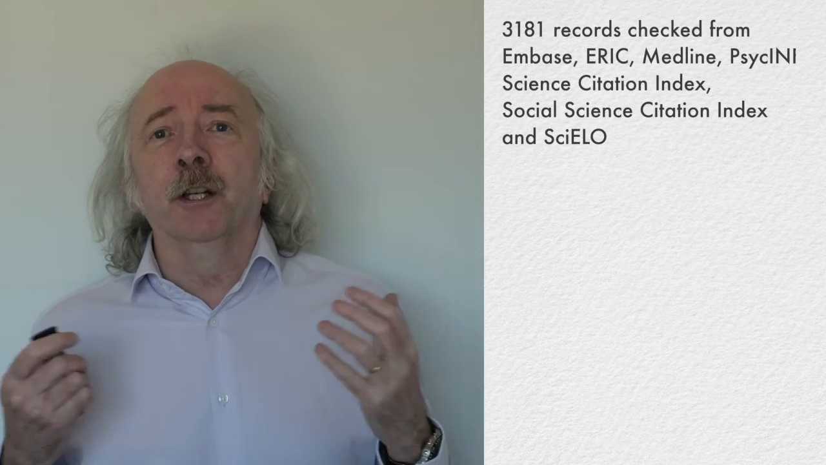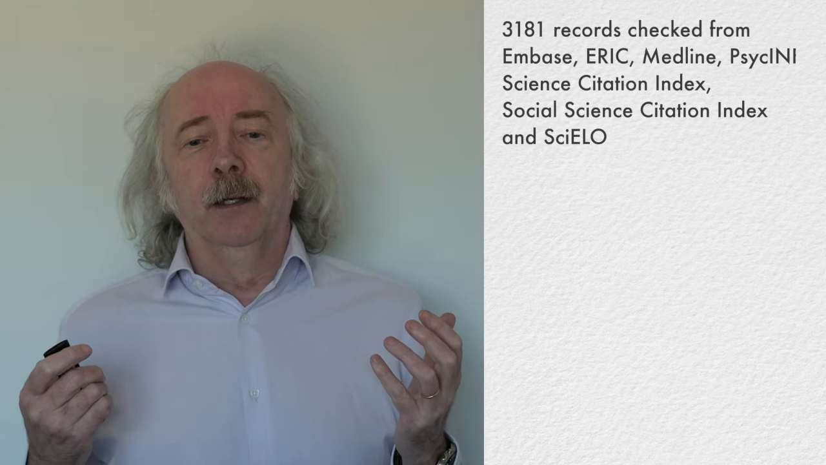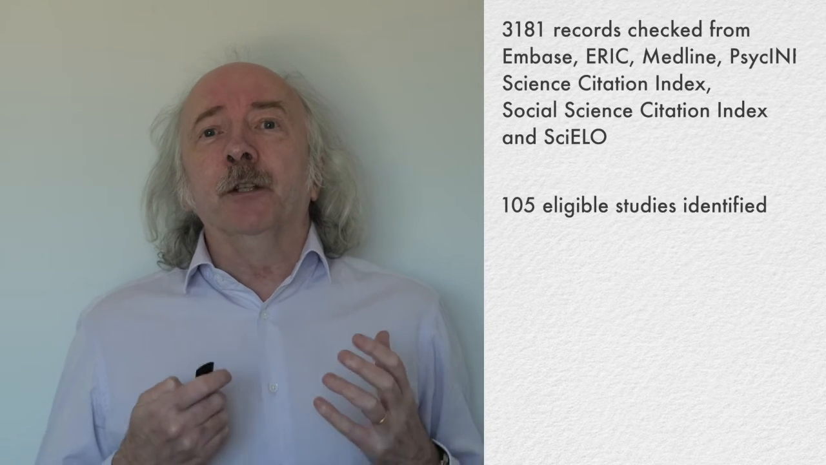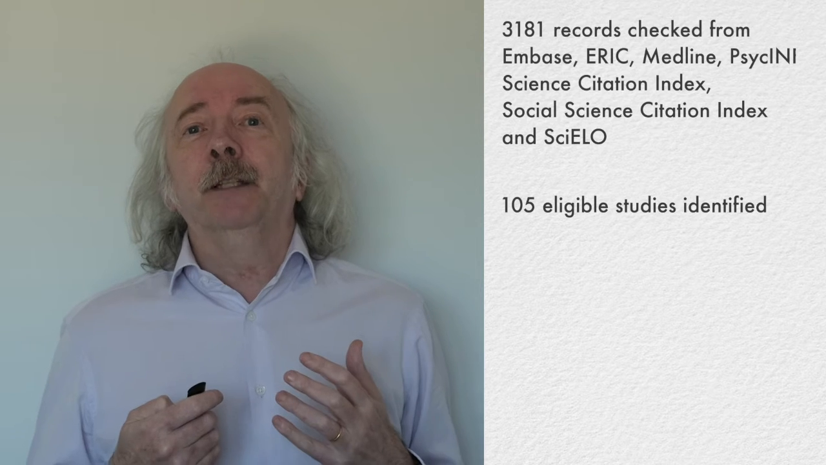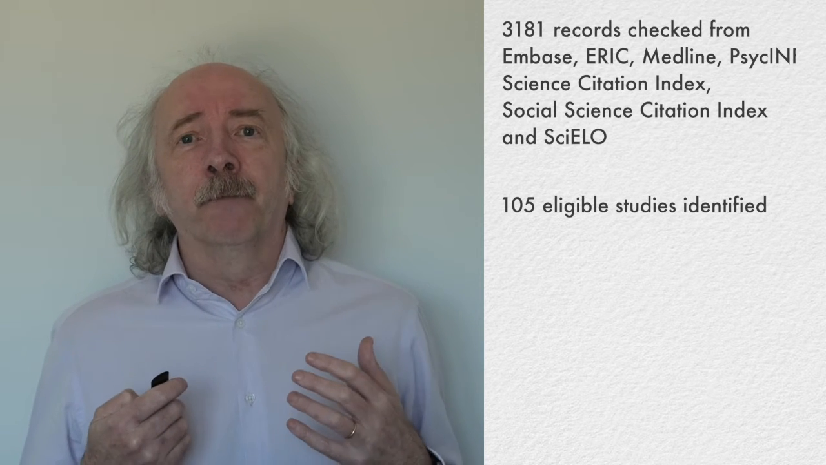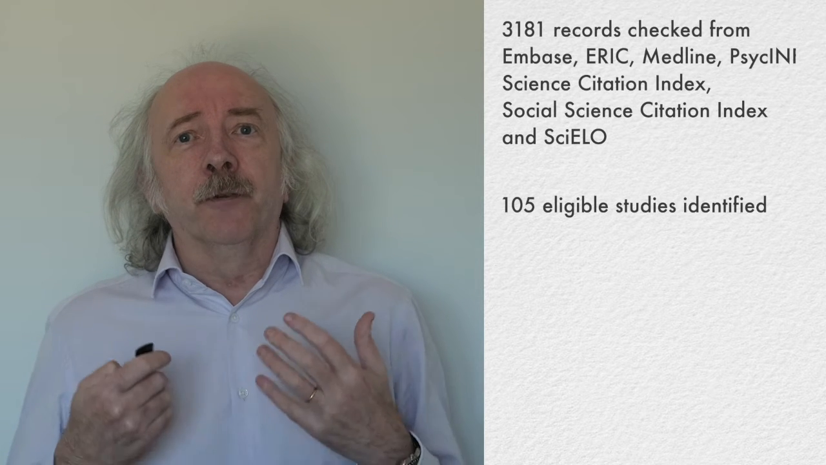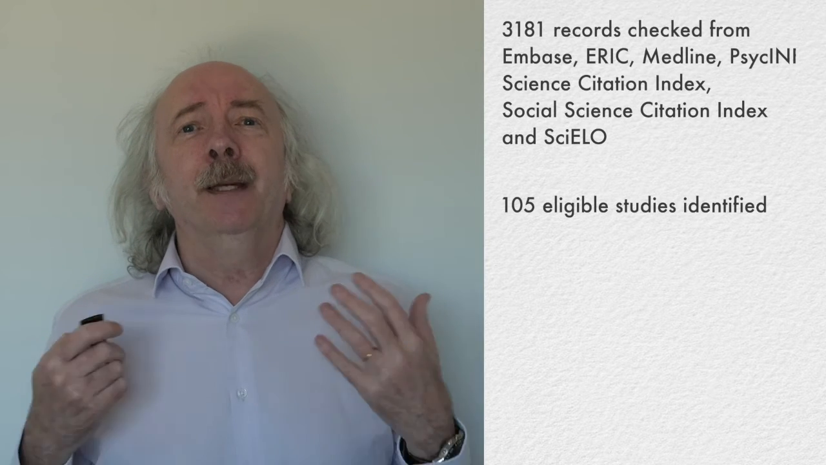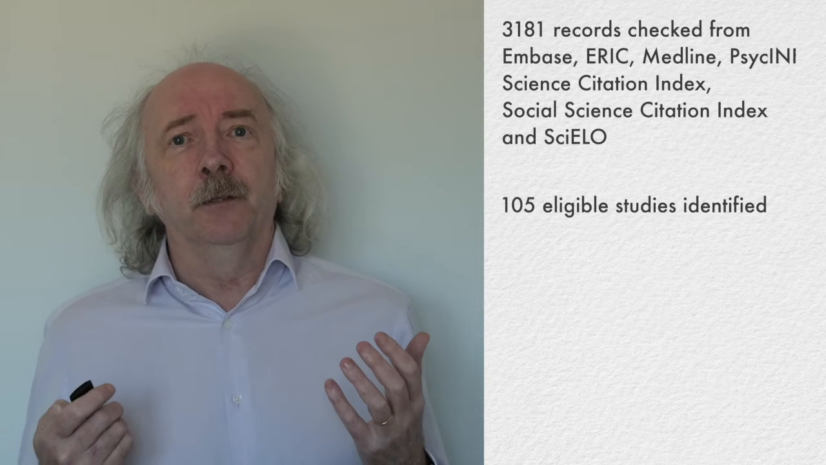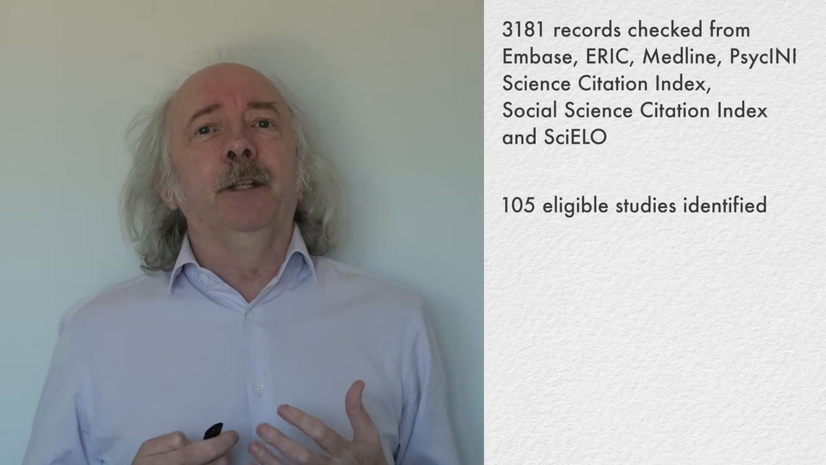And what went into the review? Well, 3,181 records were checked from a search of a variety of databases. 105 eligible studies were identified, so it's a pretty big review. The median size of a Cochrane Review, which so many of you I'm sure have heard of, Cochrane Reviews focus on the effects of healthcare interventions. The median size of a Cochrane Review is 7 included studies. So this is a big review.